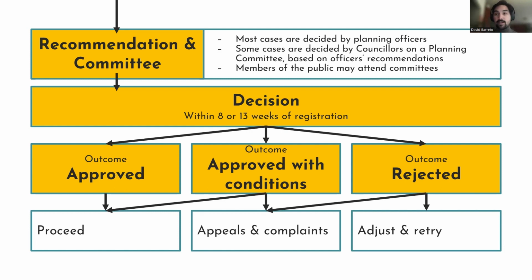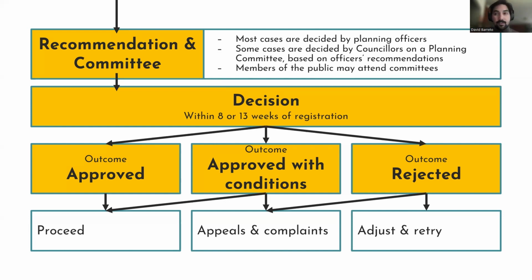Planning officers still make a recommendation, and that's the basis of what the committee discusses. And these meetings are often recorded, and members of the public may attend these committees and at times speak briefly. Now, within 8 or 13 weeks of registration, again, this depends on the complexity of the case, a decision should be publicized and communicated with all parties involved.